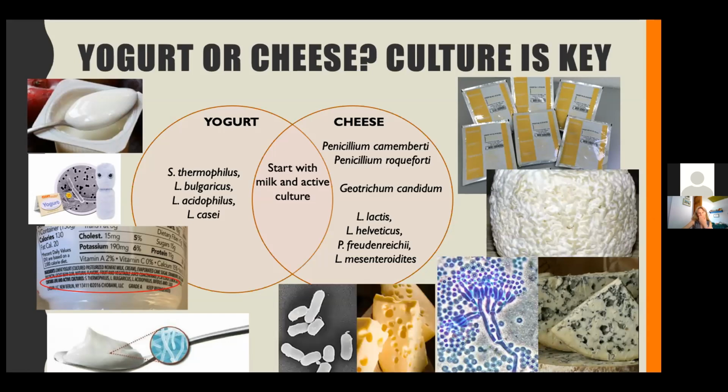And the last one that I'd like to highlight is in Swiss cheese. This is Propionibacterium freudenreichii, and this bacterium actually produces a lot more carbon dioxide that forms those characteristic eye holes in the Swiss cheese and other Alpine style cheeses.